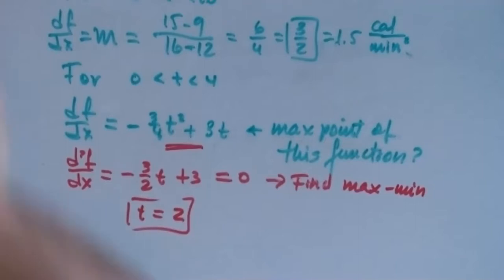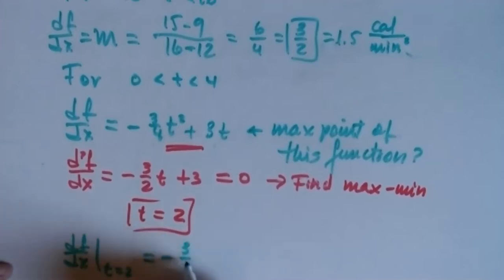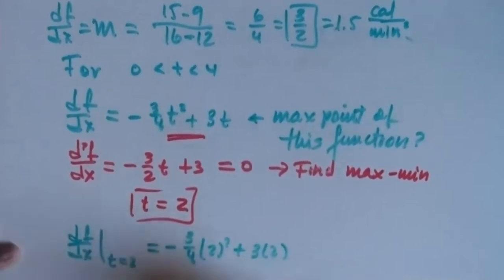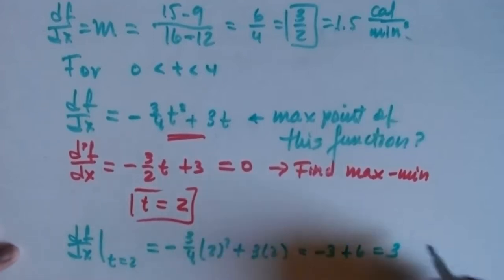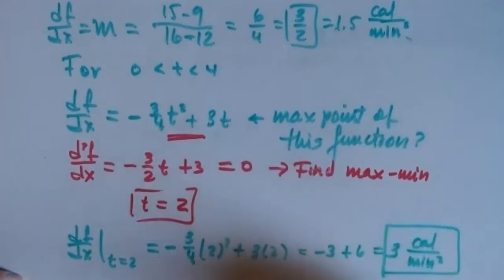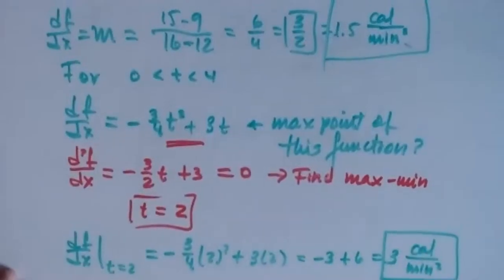Now let me see how much is the f prime at 2. So df dx at t equals 2 is going to be negative 3/4 times 2 squared plus 3 times 2. This is going to be 4, and this 4 cancels, so it is negative 3 plus 6, so this is 3. And again, these are calories per minute squared, correct? Now, you compare this with this. What is your answer now?